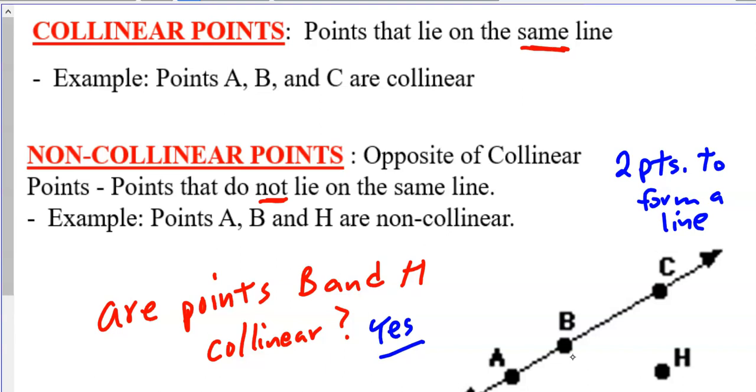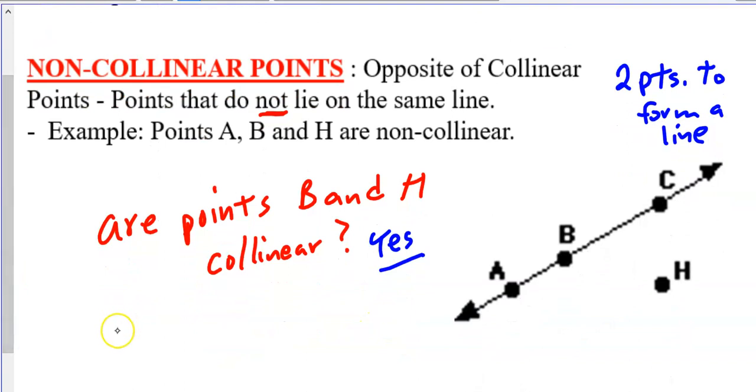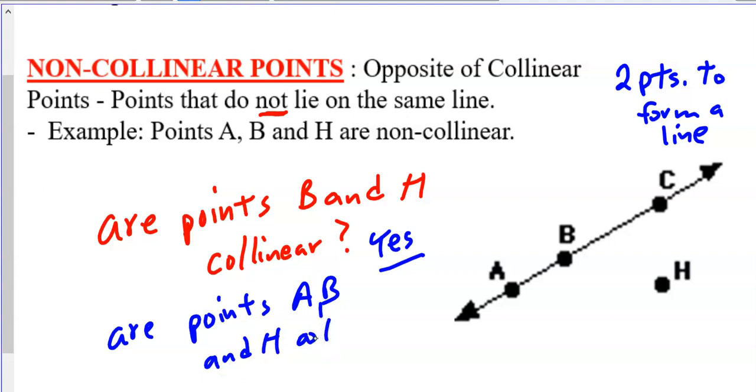Okay. And you always have to look at them as a group. You can't say, well, so if I said, for example, our points A, B, and H collinear. Let me erase that there. And the answer to this one is no. You can't just say, well, A and B are, or A and H are. They're all on the same line, or they are all not on the same line. So again, you have to look at them as a group.